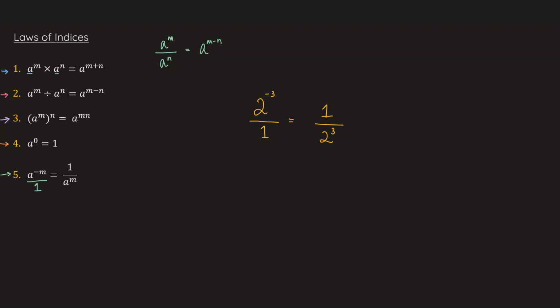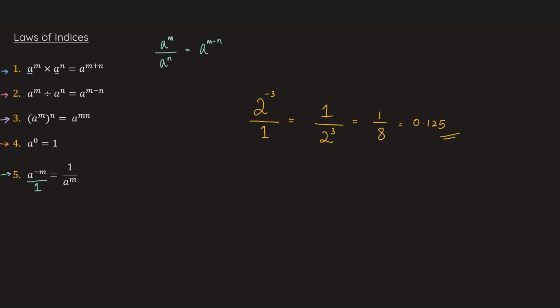So the bottom line for this fifth law is that when you reciprocal a fraction, the sign of the powers will change. We'll discuss this in a few more examples. As for this one, 1 over 2 to the power 3 is 1 over 8. This is 0.125. Now we can easily find the answer to the negative power. So 2 to the power negative 3 is actually 0.125.